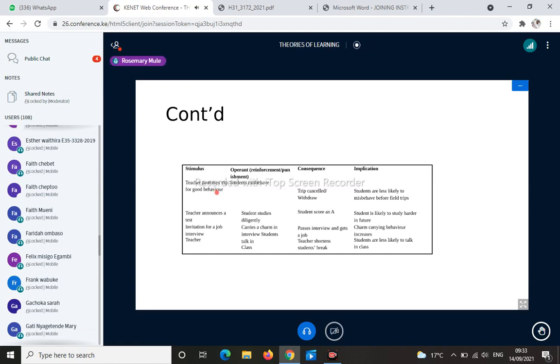So here we are saying teacher promises a trip for good behavior. What is the reinforcement here?